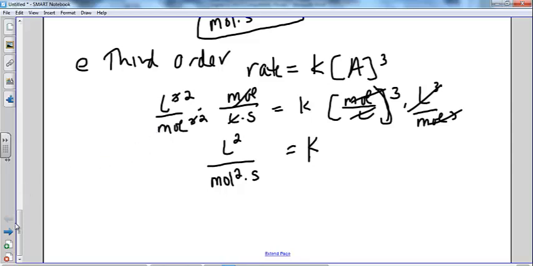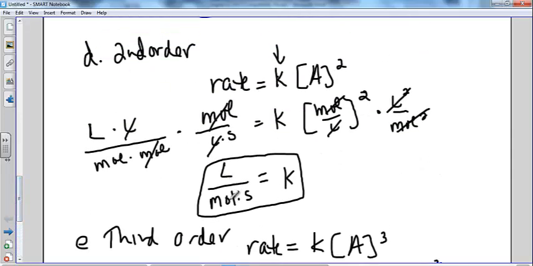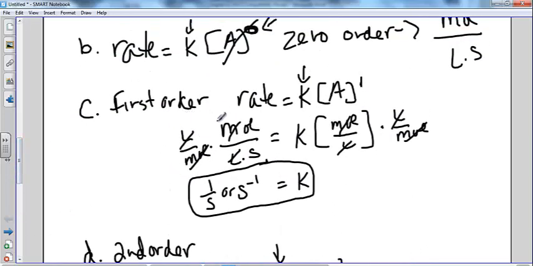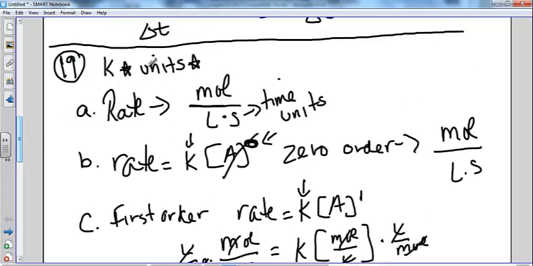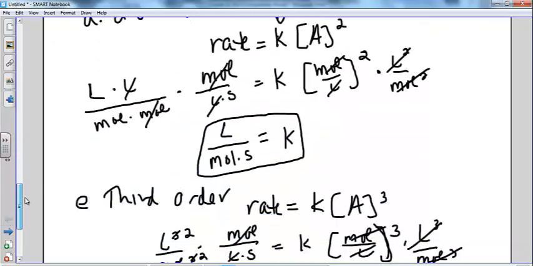So the relationship you can get is that whatever order it is, the exponent on your liters and your moles is going to be one less than that. So third order is liters squared over moles squared times seconds. Second order is liters over moles times seconds. And first order, it's gone, so it's just 1 over s, or seconds to the minus 1. It's tricky. Again, just keep coming back to number 19 if you need to reflect on what causes those changes.